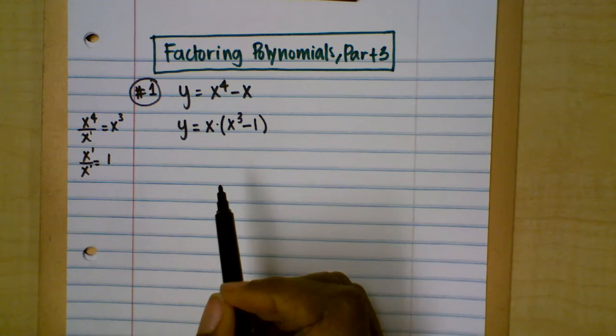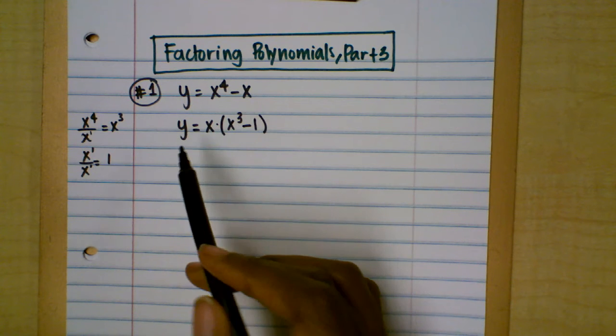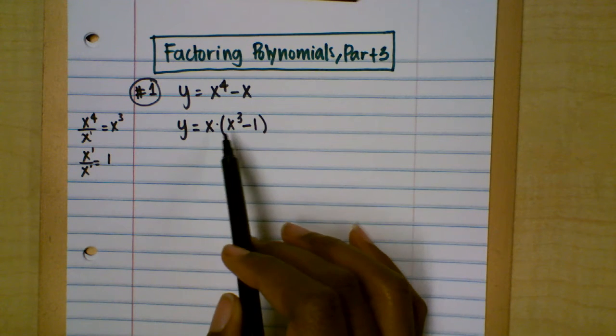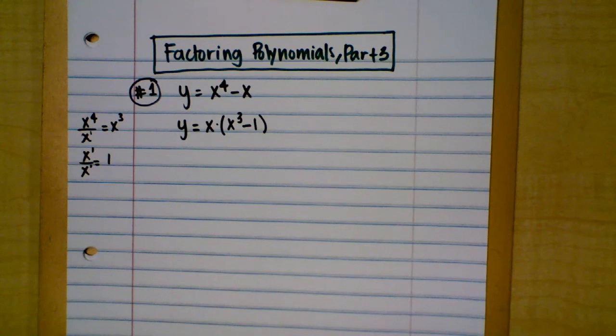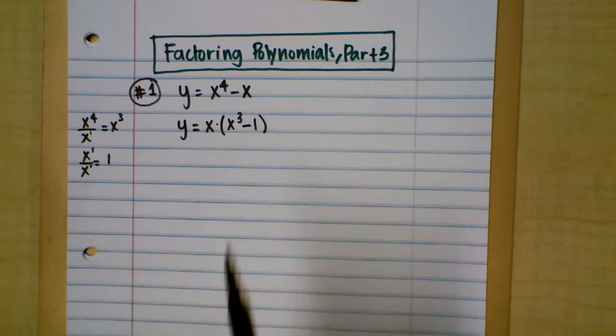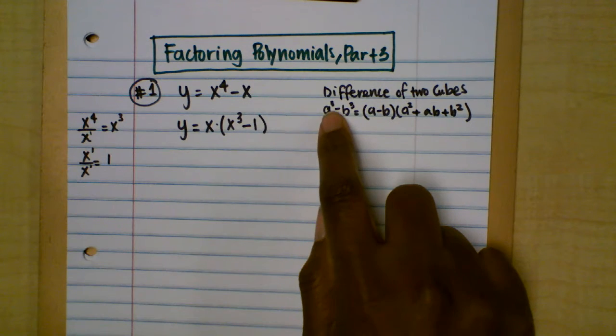Now, we always remember, before using any rules for factoring, ask yourself, is there a common factor you can pull out first? And in this case, you pull out the factor x. And now you have x cubed minus 1, which is a difference of two cubes. So you're going to use the formula for factoring the difference of two cubes.